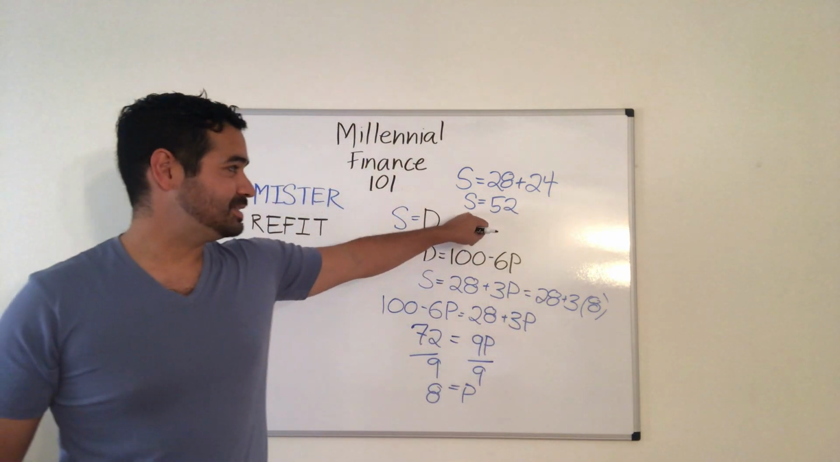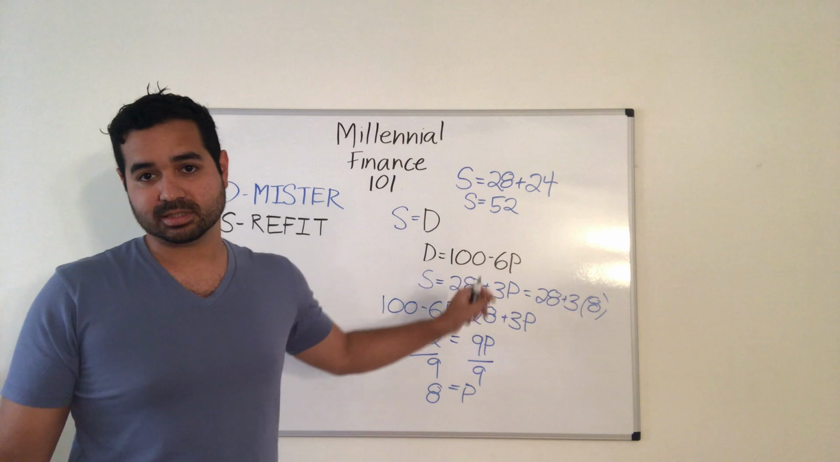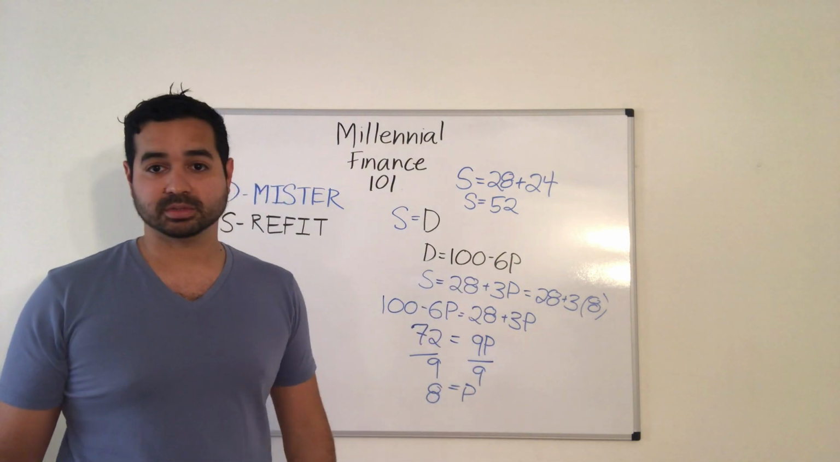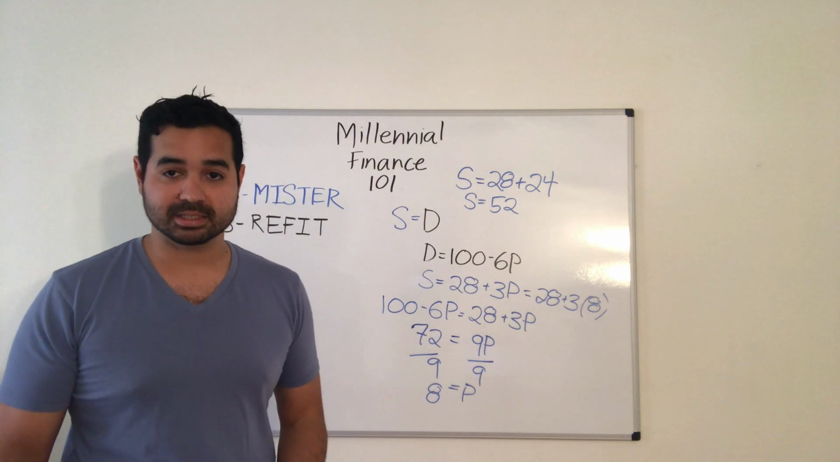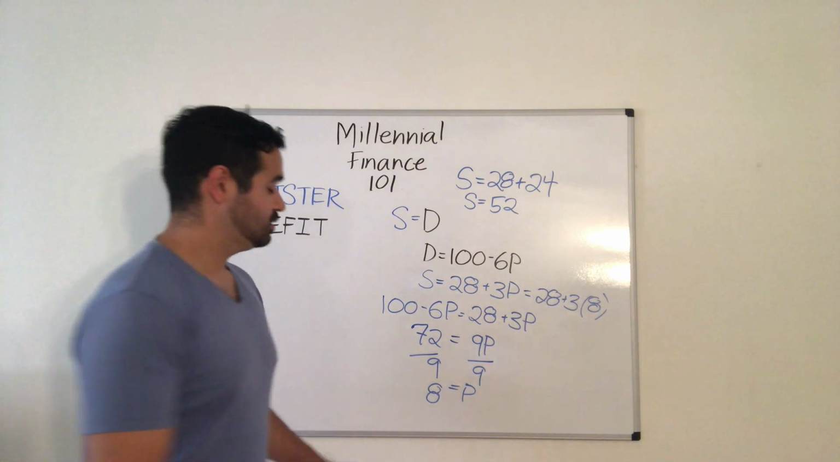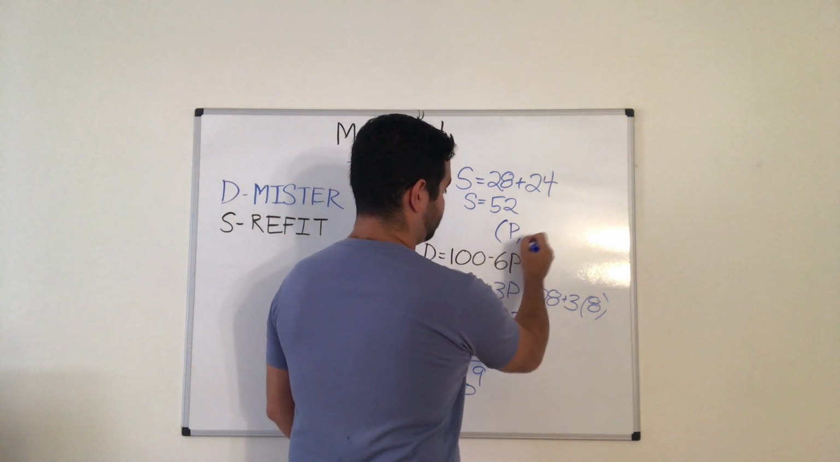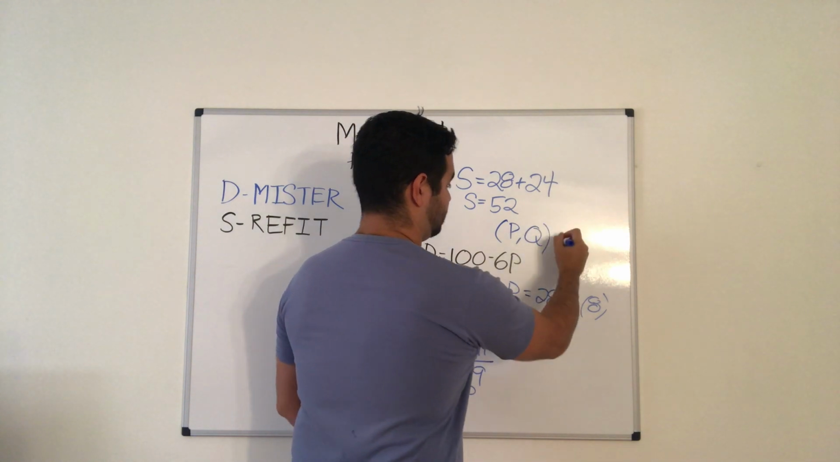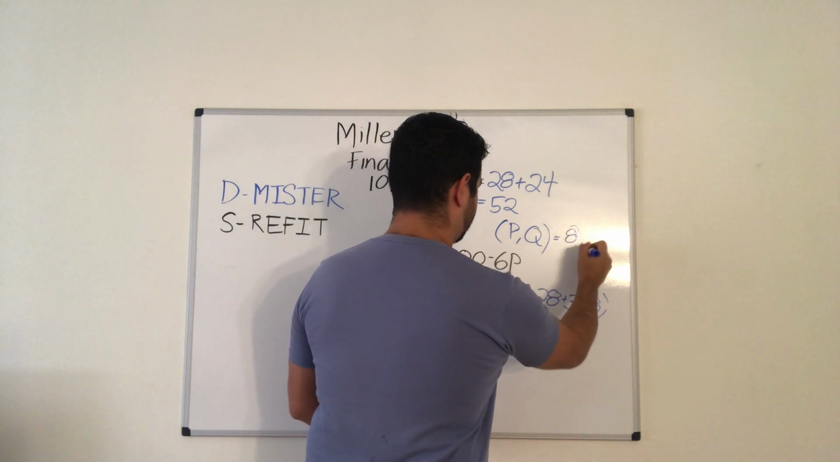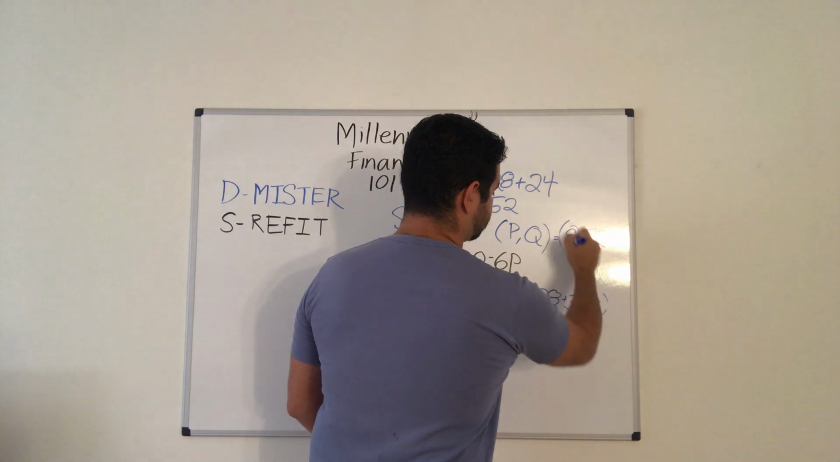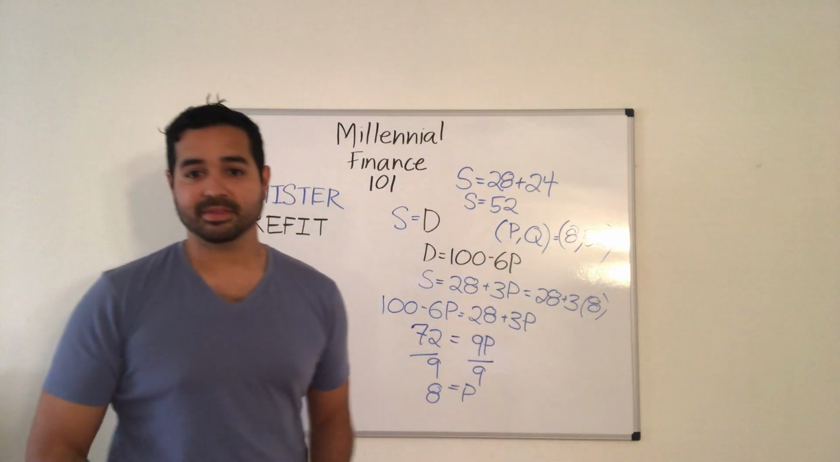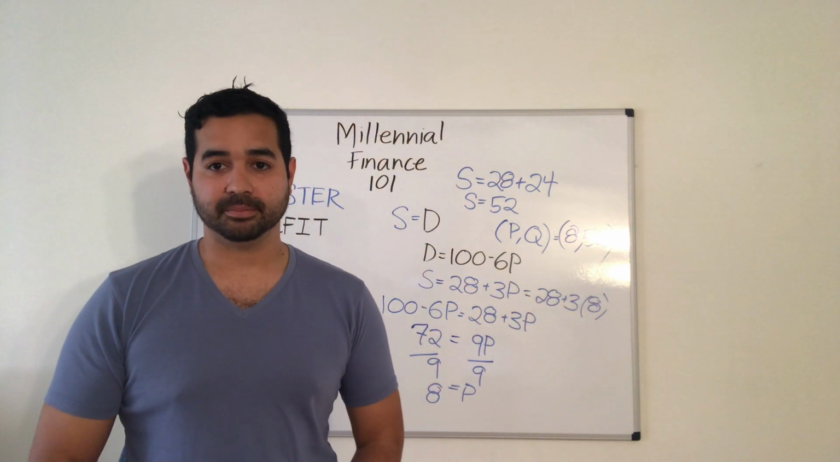So, why did I say S? Because that's what the supply equals when P equals 8, but that is going to be the exact same thing as our quantity. So our coordinate for this one, P comma Q, is going to equal 8 comma 52. And then that's how we'll graph it at our equilibrium point.